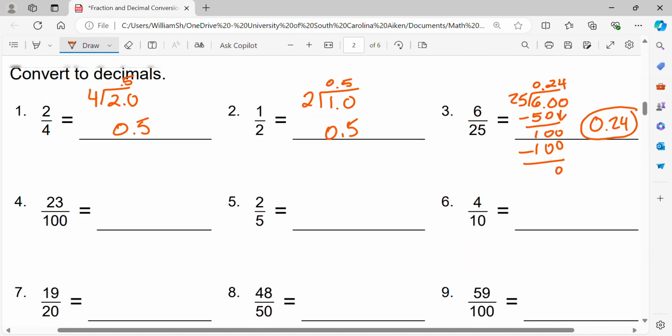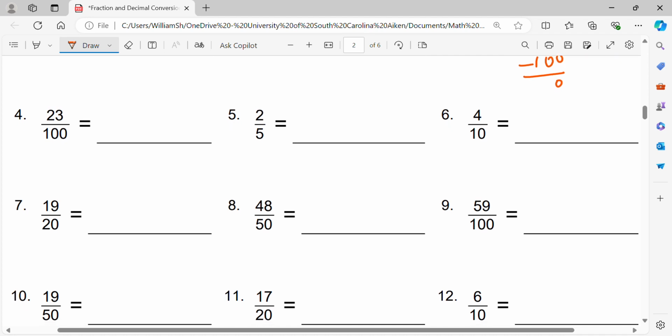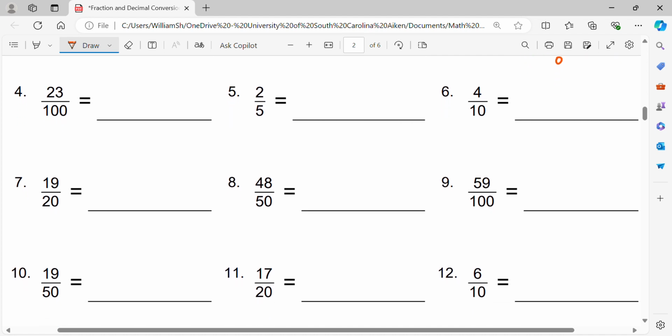Now, because we did an entire worksheet on tenths and hundredths places, I'm going to go ahead and use the facts that we learned from that last worksheet in this worksheet. This is 23/100ths. So hopefully we don't even have to do the division here. We can just say, okay, this is 23 in the hundredths place. So 0.23. Easy enough.